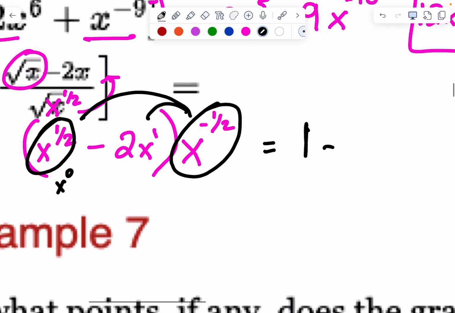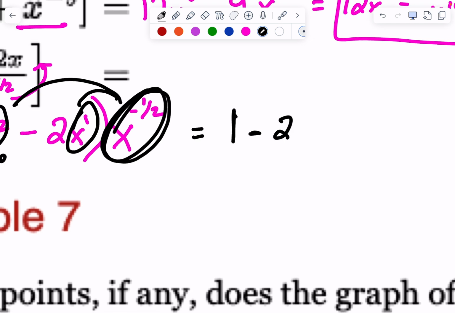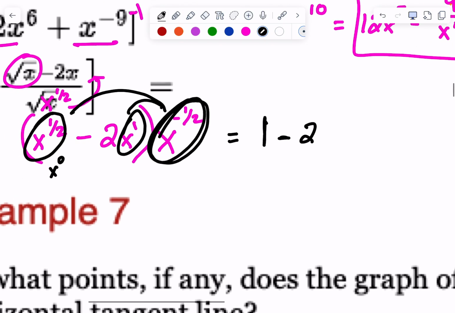Okay? Minus 2, and what's x to the 1st and x to the negative 1/2? I thought anything to the 0 exponent is 0. Anything to the 0 power is 1, except for 0. So what is this going to come out to be? 2x to the what? Is it 1? What's 1 and negative 1/2 together added? It's just 1/2.